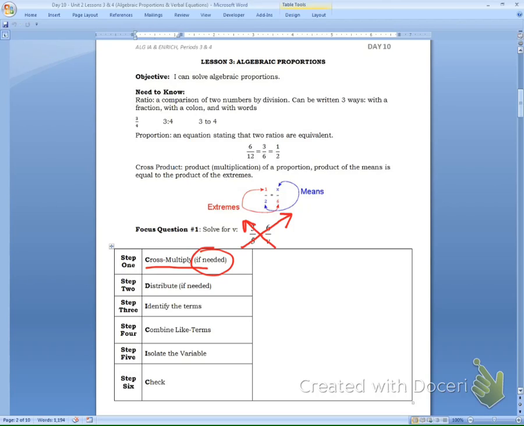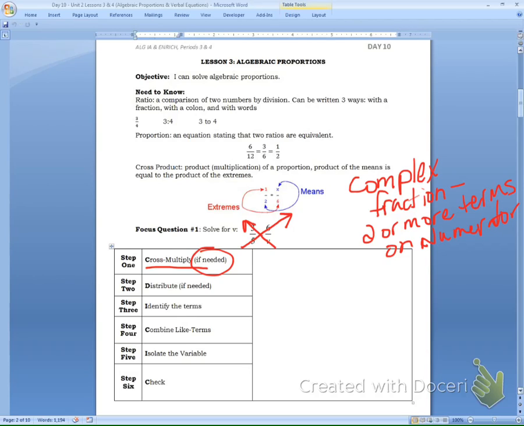Complex fractions, I'm going to define what a complex fraction is for you. You might want to write this down. Can't remember if I've defined it before in previous lessons or not. A complex fraction is a fraction with two or more terms on the numerator or denominator. Does not matter which side, the top or the bottom, numerator or denominator.